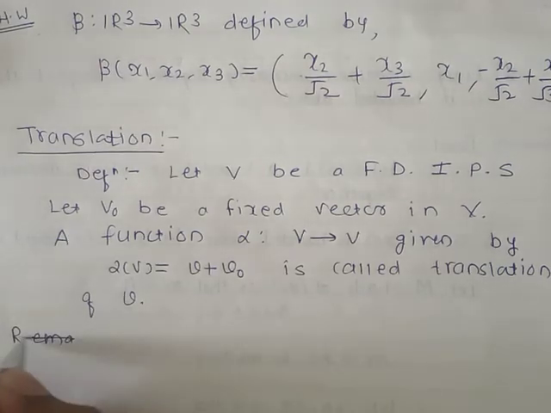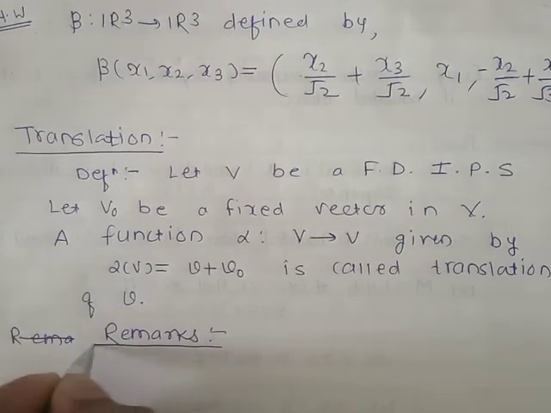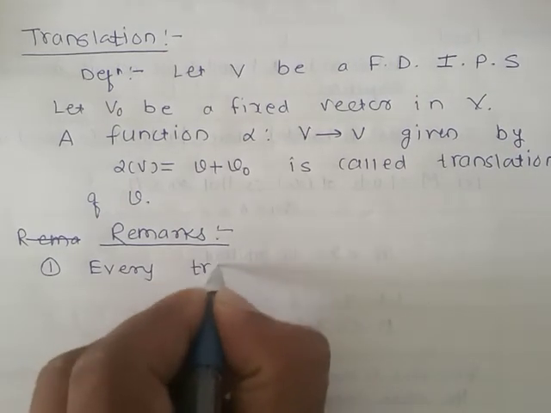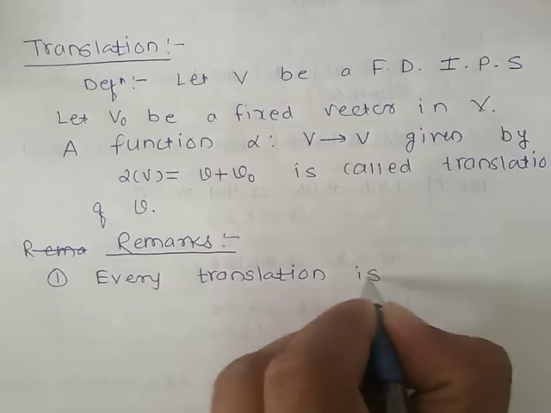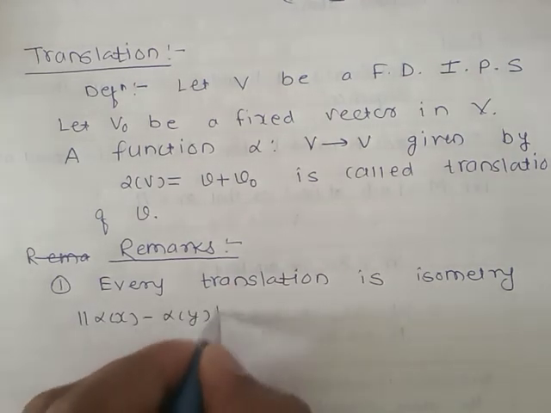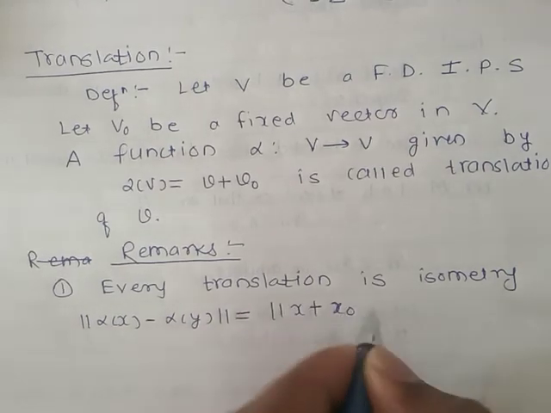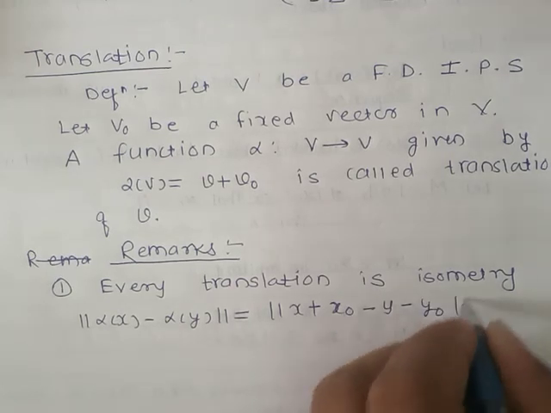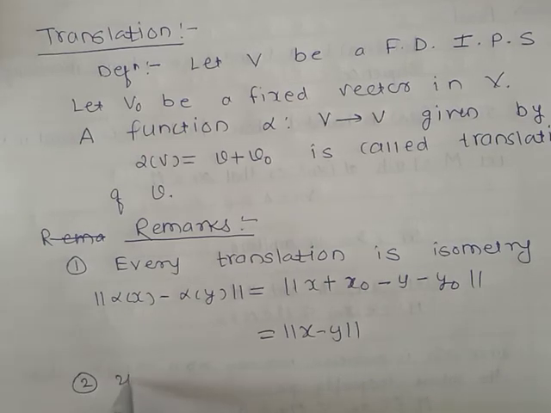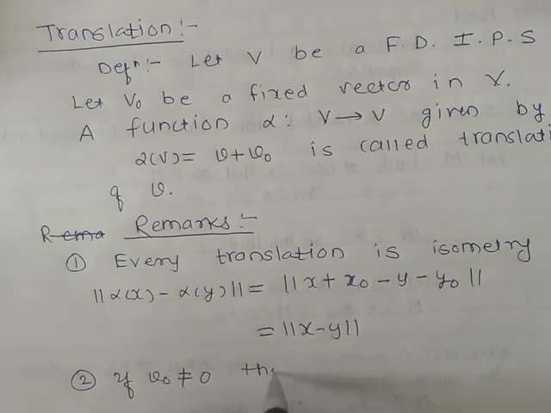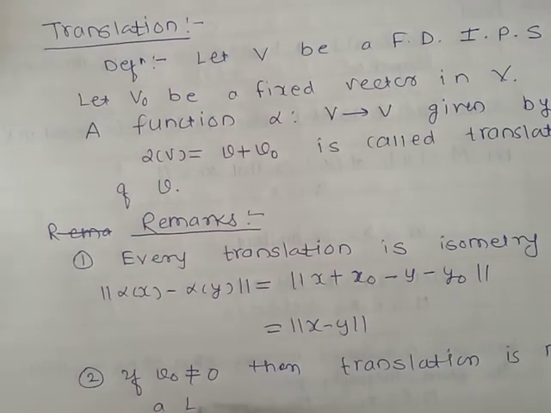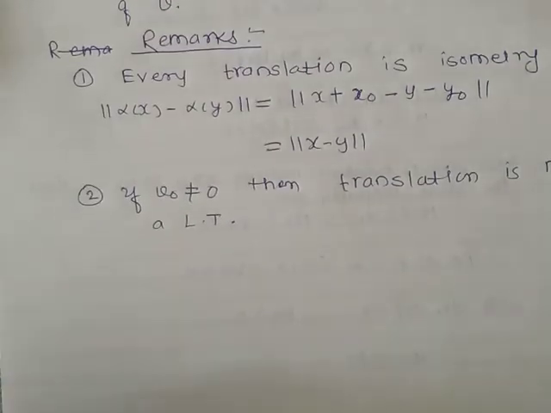There are some remarks. First one is, every translation is an isometry. Second, if V0 is non-zero, then translation is never a linear transformation.